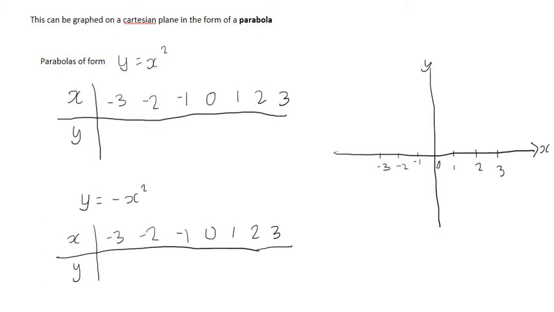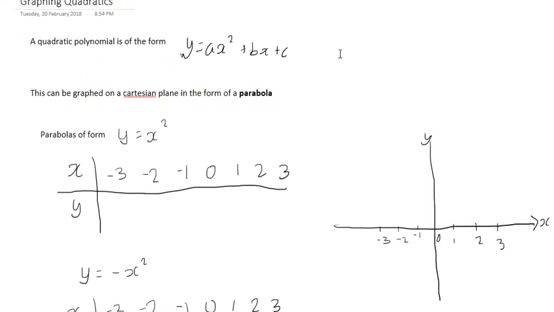Hi guys, so today we're going to look at graphing quadratic equations for the first time. We know that quadratic polynomials are always of the form y = ax² + bx + c. The key term there is the x squared. That's what makes it a quadratic polynomial, because it's got that squared function, or a quad. This can be graphed on the Cartesian plane in the form of a parabola.